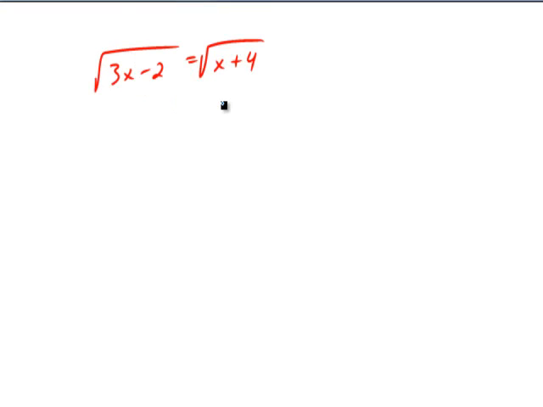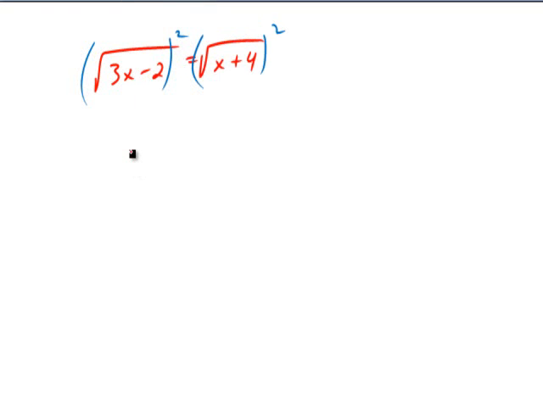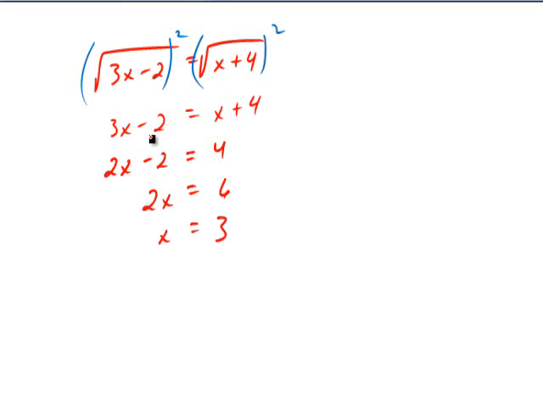In this problem, we have a square root equal to a square root. We can square both sides to eliminate the square roots, or to undo the square roots. It's linear, x to the first power, so I can subtract x from both sides. I can add 2 to both sides, and I can divide by 2. 3 is a possible answer.